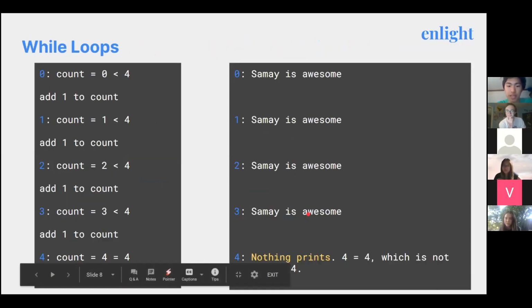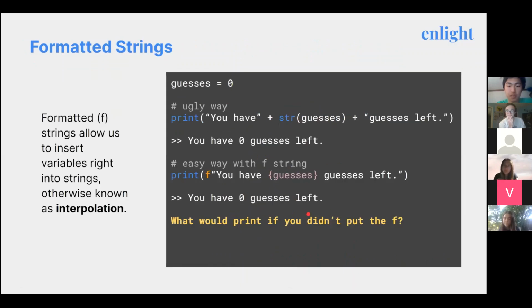So if we go back to this, basically what this is doing is smashing this plus this together into one sentence. You'll note that we put the string around this guesses variable. This is what I referred to before, which is typecasting. It's basically just changing the type of the variable. So yeah, this is what outputs. You have 0 guesses left.